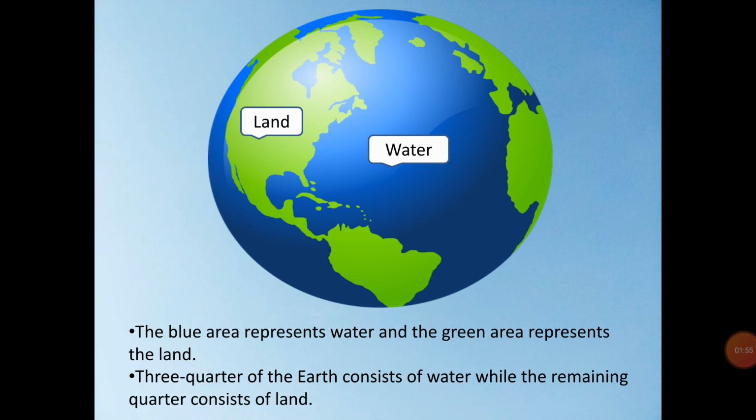3/4 of the Earth consists of water. That means 3 portions of the Earth have water in them, while the remaining quarter consists of land. That means Earth has more water in it. That means more area of the Earth is covered with water.